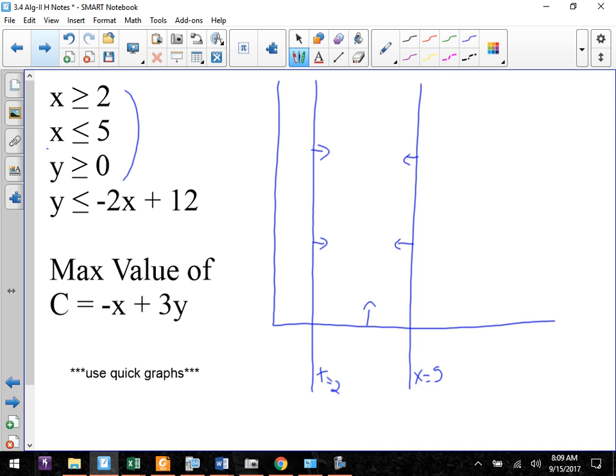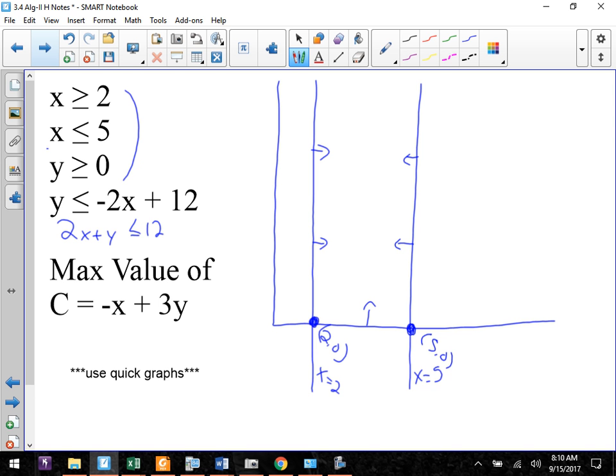I have an ordered pair at 2, 0, and 5, 0. Very good. Everybody see how that works? Now the next graph is written to you in slope-intercept form. How could you manipulate that to go to quick graphs real quick? What would be easier? Yeah, move the 2x over. So this is the same thing as saying 2x plus y less than or equal to 12. Don't you agree? Now, by doing that, it's easier to graph via quick graphs.